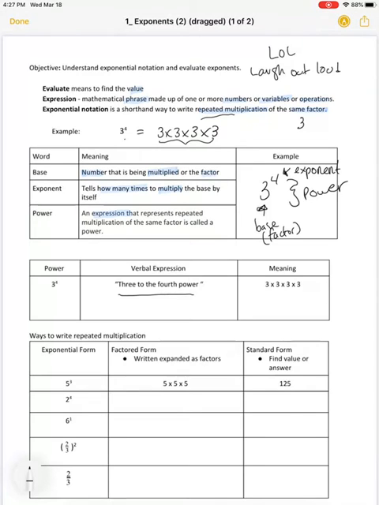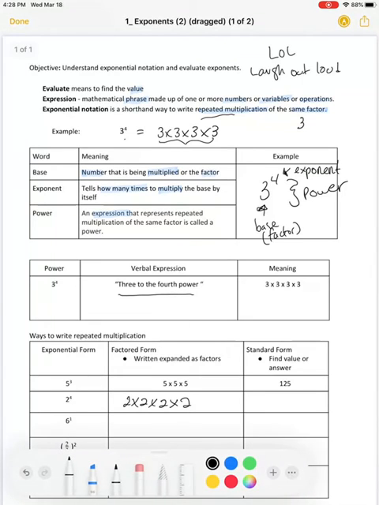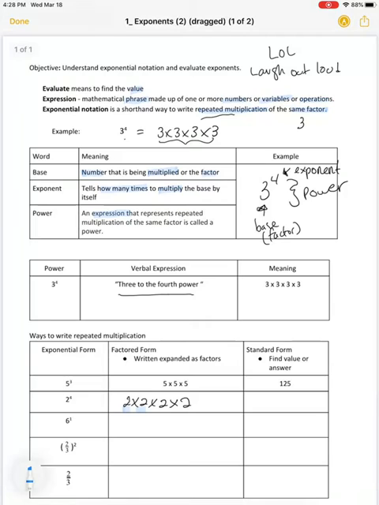So let's try a few down here. 2 to the 4th power means take 2 and multiply by itself 4 times. So what that looks like is this. 2 times 2 is 4, times 2 is 8, times another 2 is 16. 6 to the 1st power, or the power of 1, means take 6 and multiply by itself once. So that looks like this. The value of 6 to the 1st power is 6.